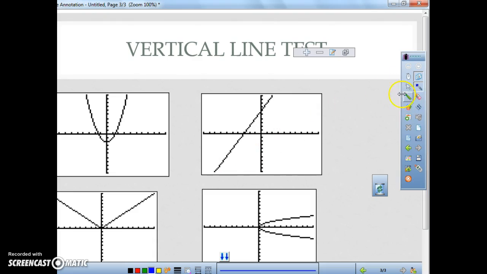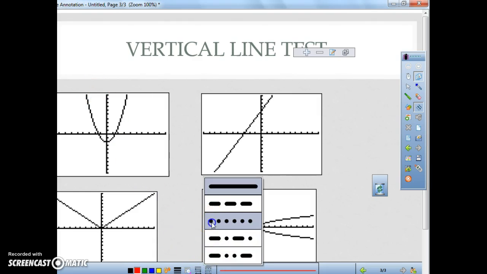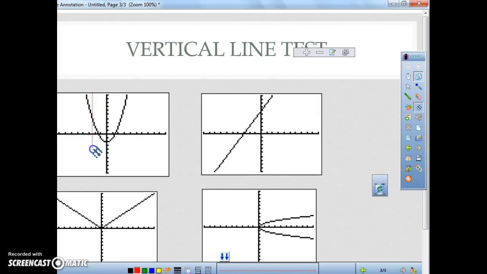So if I were to look at this parabola, and I were to drop a line through there, I'm just going to use the dotted line. How many times would that dotted line hit the graph? Just one time. If I draw it over here, it only hits it one time. In fact, no matter where I drop it, it will only hit it one time. So this is a function.